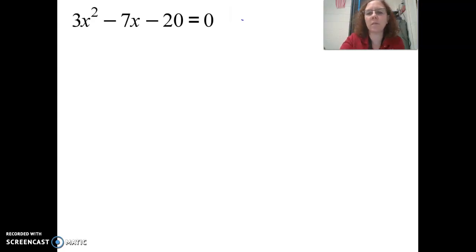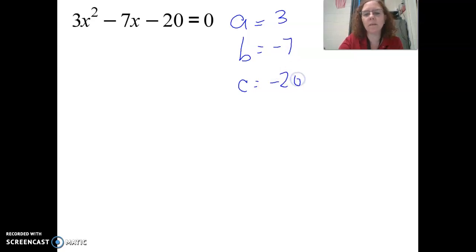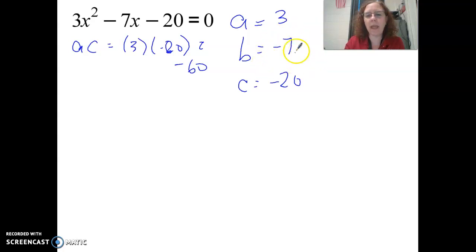So the first thing I want to do is identify A, B, and C, because it's a quadratic, and so I know I'm going to have to factor. So A is 3, B is -7, C is -20. Okay, now I'm going to multiply A and C together. A is 3, C is -20. When I multiply those together, I get -60. So I want to see if I can come up with two numbers that multiply together to be -60 and add together to be -7. Remember, we're adding to be B, multiplying to be this.